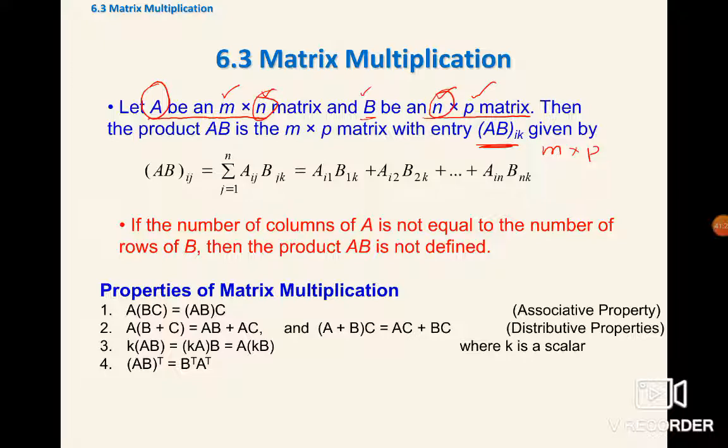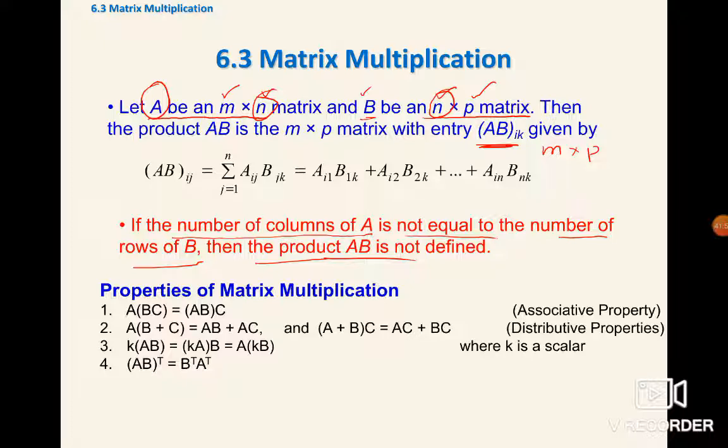When the number of columns in the first matrix is equal to the number of rows in the second matrix, we can multiply two matrices, otherwise we cannot. So if the number of columns of matrix A is not equal to the number of rows of B, then the product AB is not defined. That's the major condition, and then we will see how.